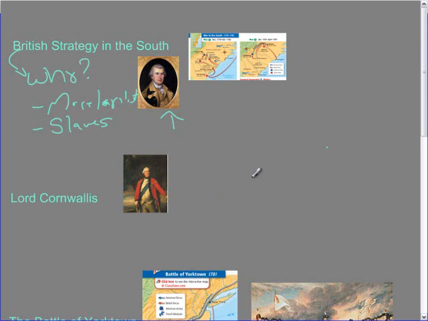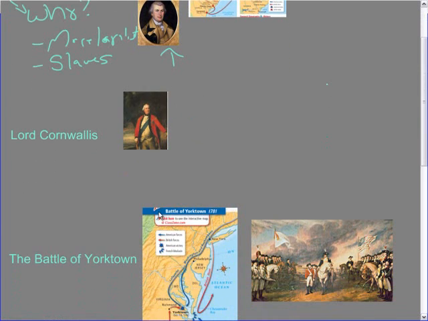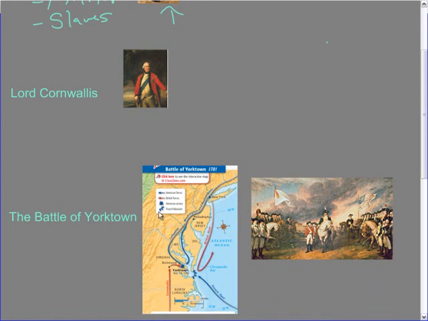So on the other side of that, the British have a really hard time with setting up their strategy in the South because they thought there would be more support, and there isn't. Lord Cornwallis, who is the leader of the British forces at the end of the war, is on page 214. He has seen that basically the Southern strategy has failed.